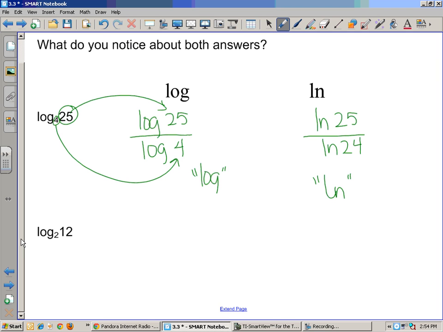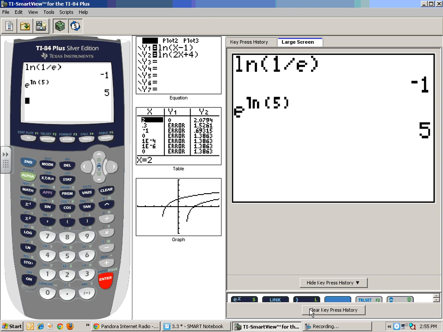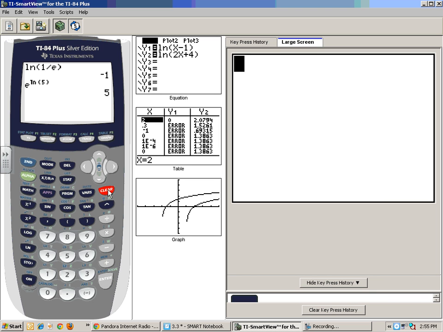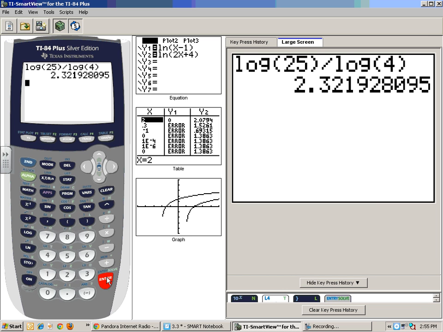And what I want to do now, I'm going to pull up my calculator, and I'm actually going to enter the log of 25 divided by the log of 4. Now, I want you to look at this when we do it. I'm going to get rid of all of this stuff. I want to clear everything out. So here's what I'm going to do. I'm going to say the log of 25, close parentheses, divided by the log of 4, close the parentheses. Now, keep in mind, I don't want the log of 25 divided by 4. I want the log of 25 divided by the log of 4. So now I hit enter, and I get an answer.